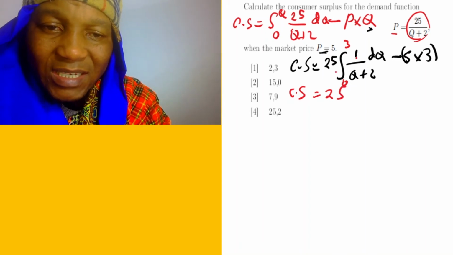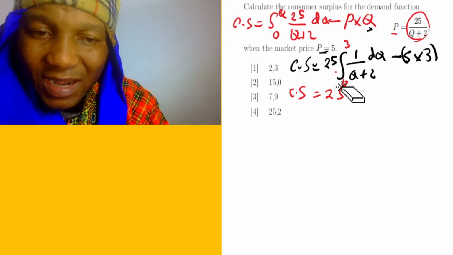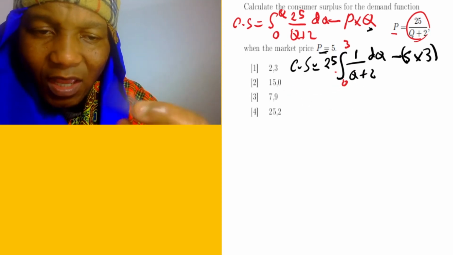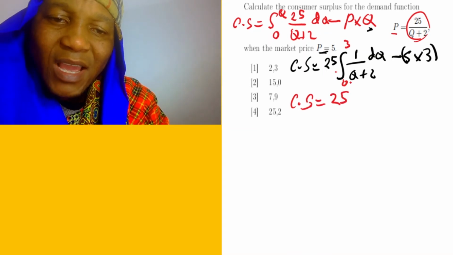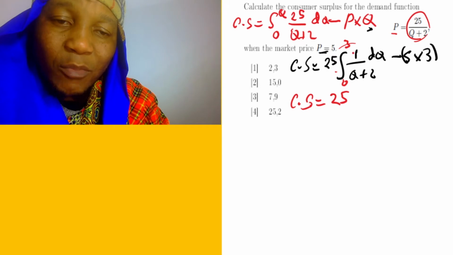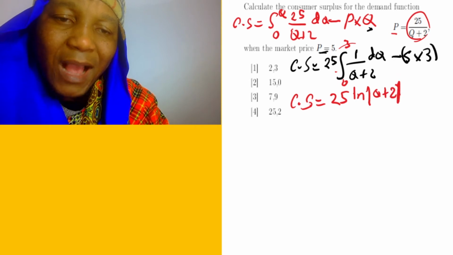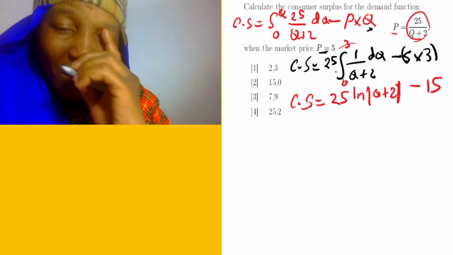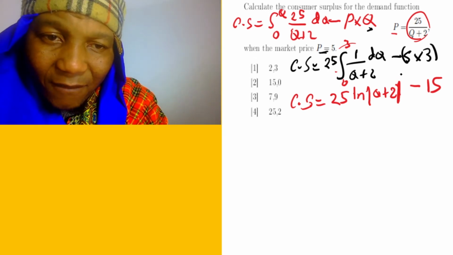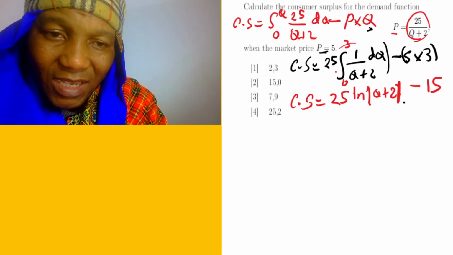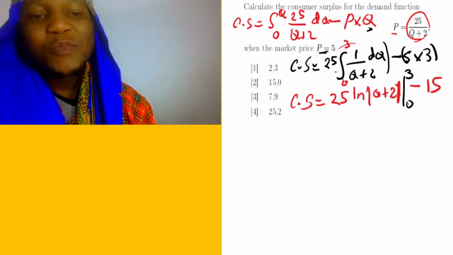And now this is the integral of 1 over something, which is going to be ln. I write very close; I don't like to write things close. Consumer surplus equals our 25, and when you integrate this it's going to be ln, because it's 1 over something, just like I said. Then write your absolute value of Q plus 2, and then minus 15. But do not forget your limit. Do not forget your limit. Our limit here, because this is the only thing affected by the limit, goes from 0 to 3.